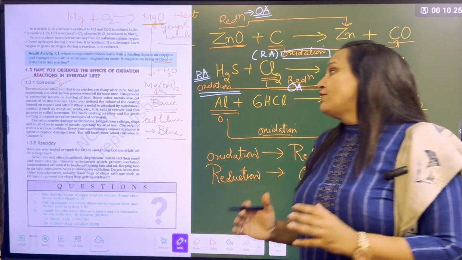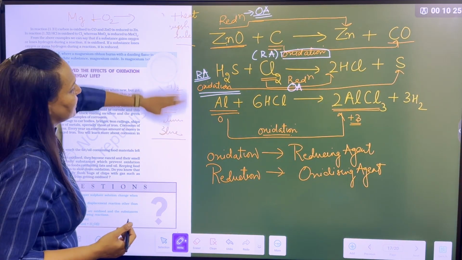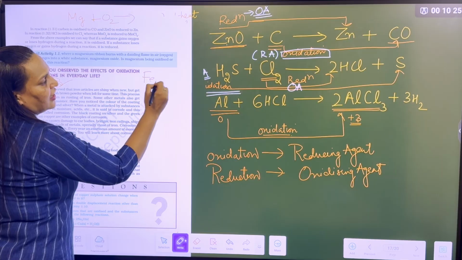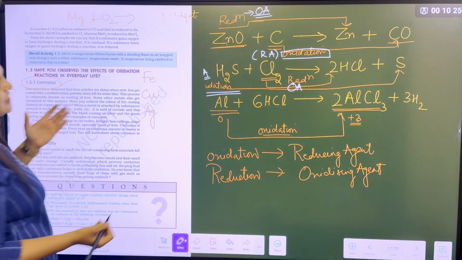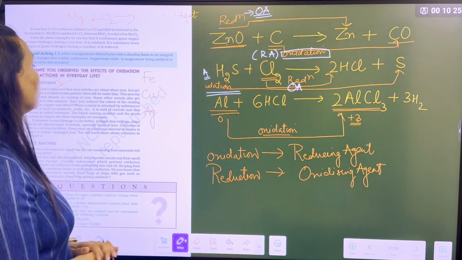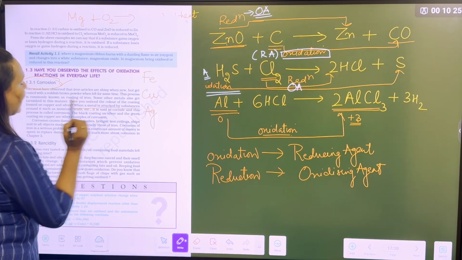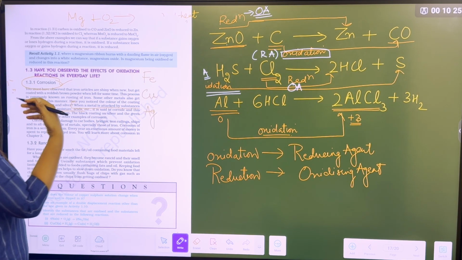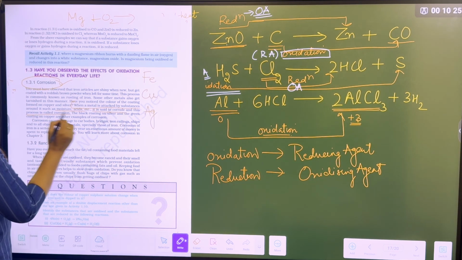I'm erasing this part, guys. In our syllabus we have iron, copper, and silver, because these are the metals we generally find in our homes. See here, they have written: when a metal is attacked by substances such as moisture, acid, or atmospheric gases, it is said to be corroded and the process is called corrosion.